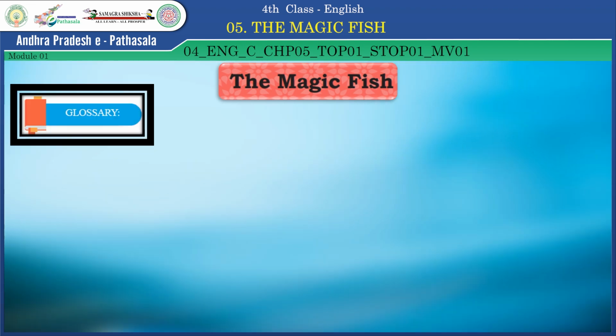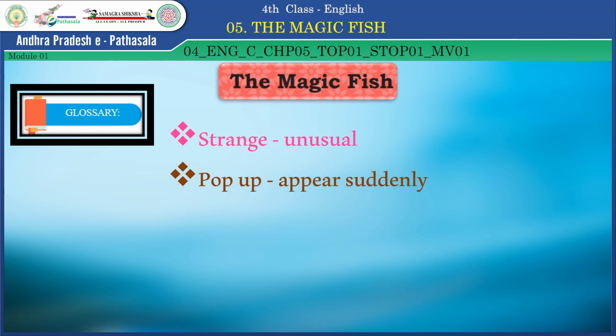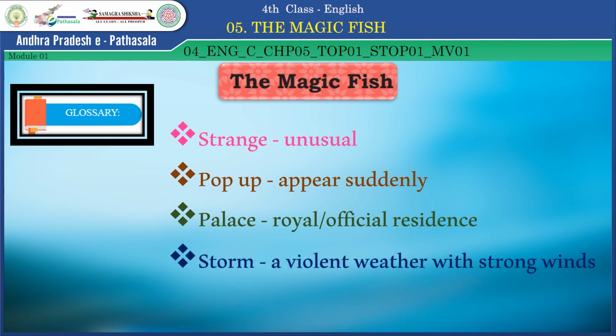Children, see the glossary words and say along with me. Strange, unusual, pop up, appear suddenly, palace, royal or official residence, storm, a violent weather with strong winds, throne, royal seat. Children, write these words in your notebook and practice them until you learn. Now we have a look at the other activity.